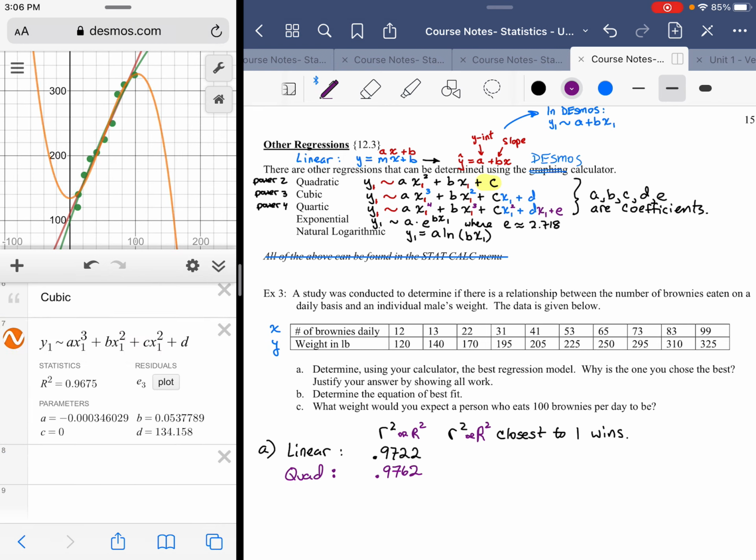All right. So cubic, about 0.9. Let me just make sure I typed it in right. B, C, D. I typed everything. So cubic. Trying to kind of be consistent with my color scheme here, but that's all right. I've given up on that. About 0.9675.